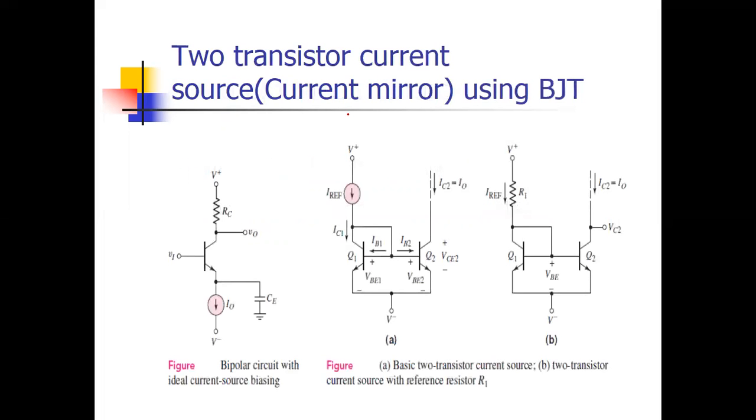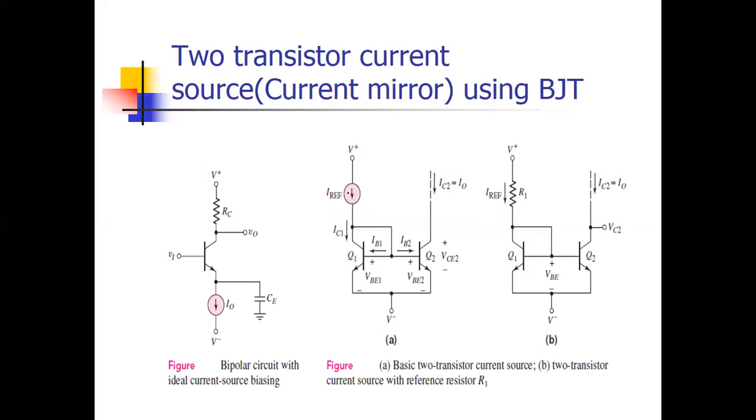Now, the two transistor current source, or we can say the current mirror using BJT. See here, this is your BJT with ideal current source biasing on the left side, and the right side is the two transistor current source, which is also called a current mirror. What do you mean by current mirror? Mirror means exactly the same thing.